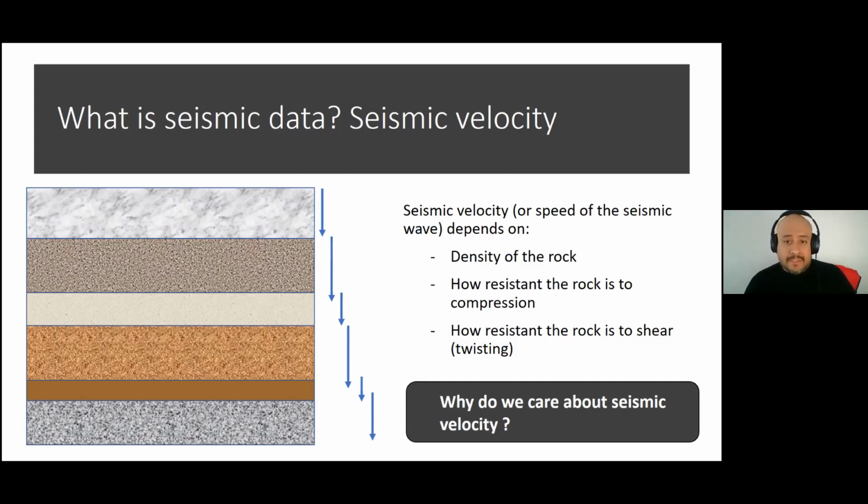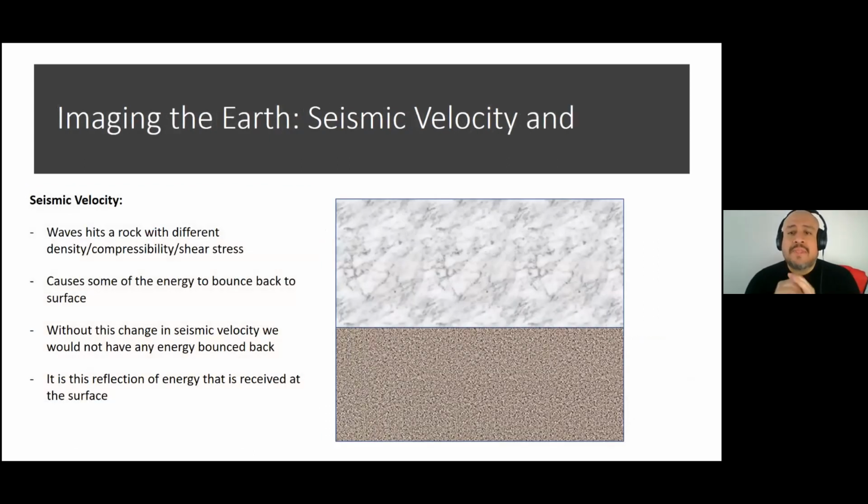So we care about seismic velocity. Without this change in seismic velocities between rocks, we would not be able to see any energy bounce back to the surface. In this case, since we have two different types of rocks, at the boundary we are going to have some energy coming back to the surface. This reflection of energy is received at the surface, and this allows us to see the rock layers.